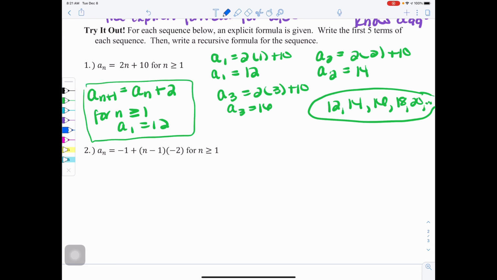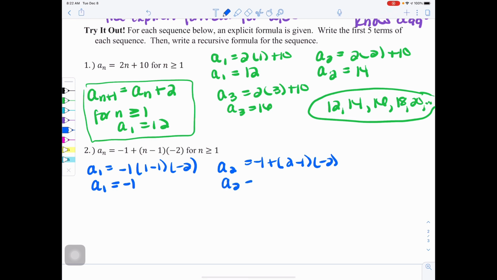Here's your formula. For number 2, I did the similar thing. To find a sub 1, I plugged it in for n, and a sub 1 is -1. I did the same thing for 2, and I got a sub 2 equals -3. And then I did the same thing for 3. And I got that a sub 3 is -5. So I started to write the pattern, -1, -3, -5.